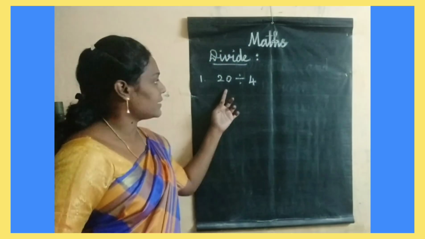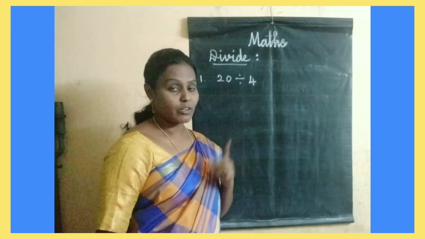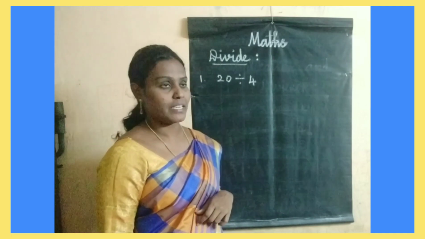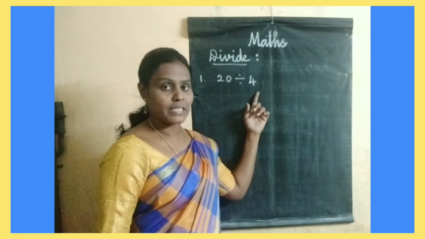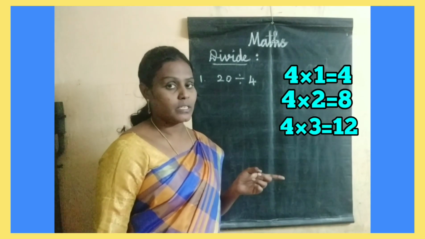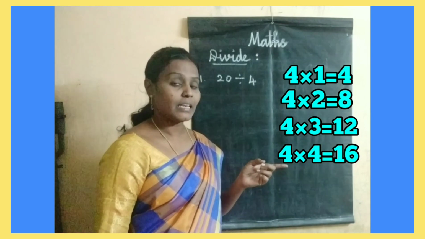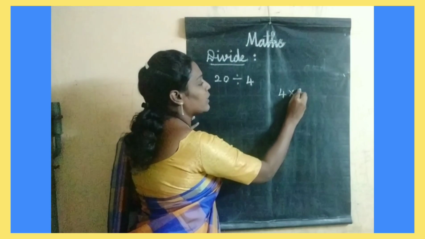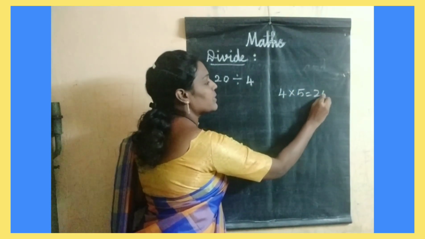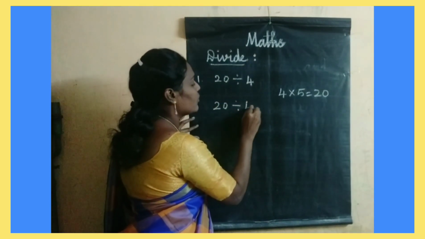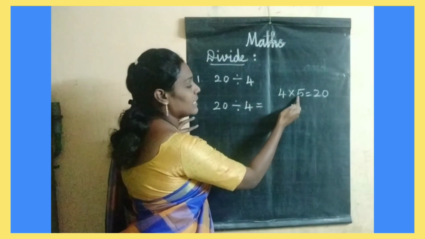Children, let's divide and find the quotient. 20 divided by 4. I already told you division is the reverse operation of multiplication. Let's say the fourth table. 4 ones are 4, 4 twos are 8, 4 threes are 12, 4 fours are 16, 4 fives are 20. Here we have 20. 4 into 5s are 20. So 20 divided by 4 equal to, yes, 5.